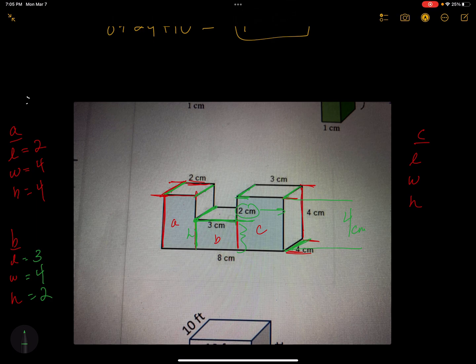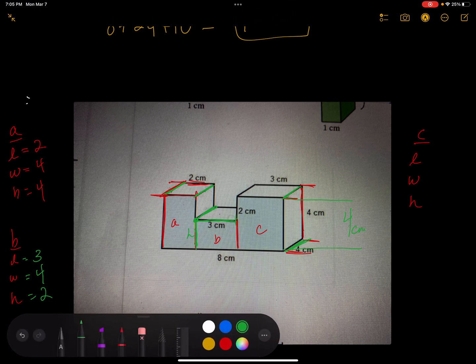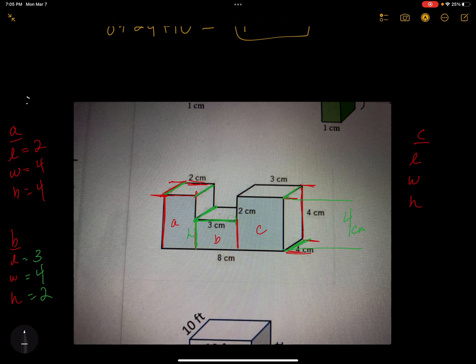Now let's do C. Let me do some erasing right here so we can see C a little bit better. Maybe we can do C in white. So we find our spot right here, left to right. Do we know that already? Yeah, it's the same as this one right here, and it's 3.